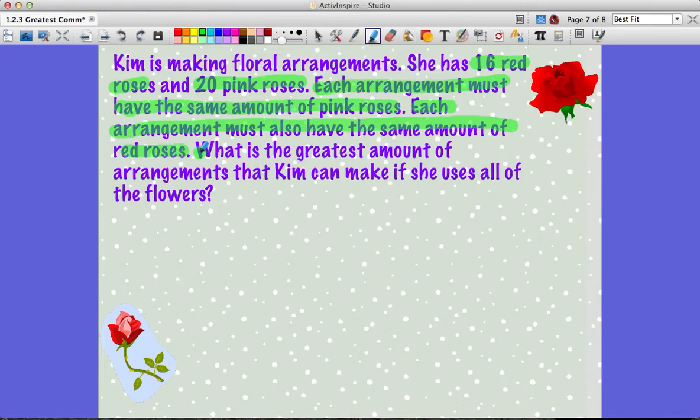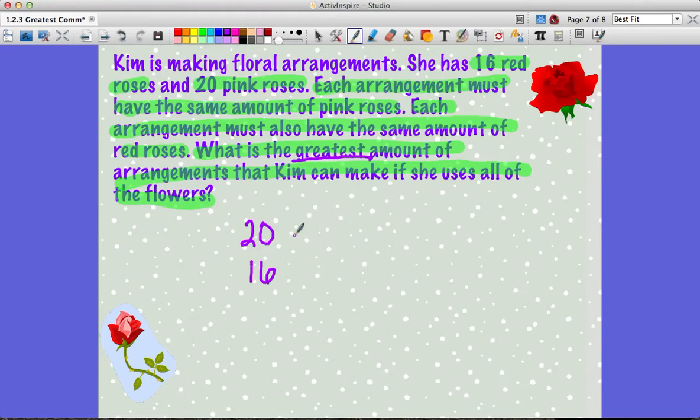Okay, so what is the greatest amount of arrangements that Kim can make if she uses all of the flowers? So all of this is actually really important information to us. And when we see the greatest, that kind of gives us the implication that we should be finding the greatest number of something, so we're probably going to look for the greatest common factor. And since we're dividing these roses into different groups, we would have to make the connection that dividing the roses into different groups means we're looking for factors, because factors are what can divide our numbers evenly or without a remainder. So in this case, I have 20 roses and I have 16 roses.